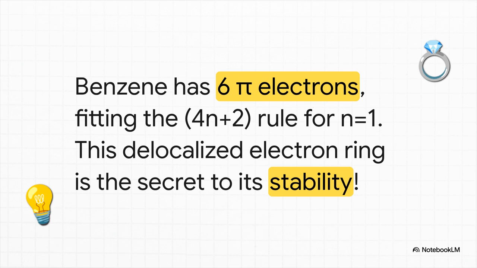So here's the secret. Because it fits the rule, those 6 electrons aren't stuck in 3 separate bonds. They're what we call delocalized. They're shared equally all around the entire ring, kind of like an electrical current. And this sharing is what gives benzene its incredible, unexpected stability.